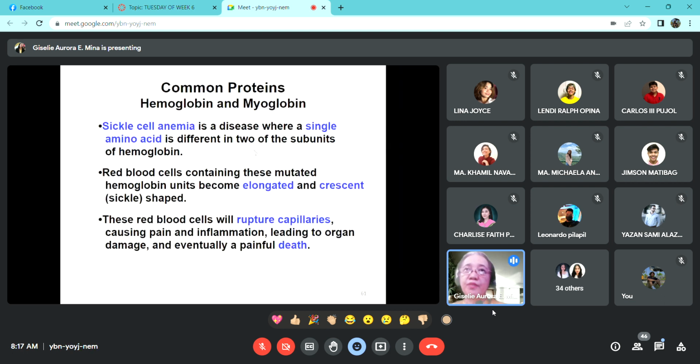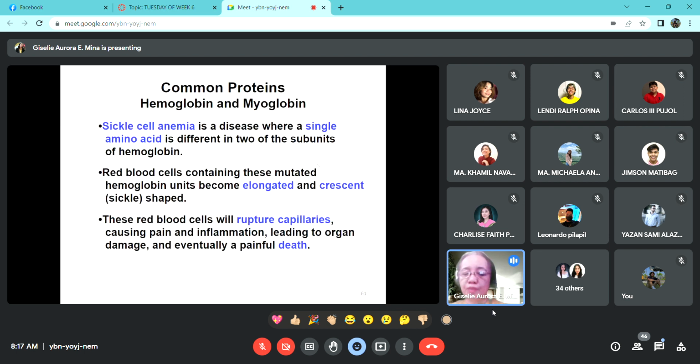This is a replacement of the amino acid due to exposure of your hemoglobin to some mutagen. So exposing your cell to a mutagen results in the replacement of this amino acid that destroys the normal hemoglobin structure, and it results in an elongated and crescent shape.